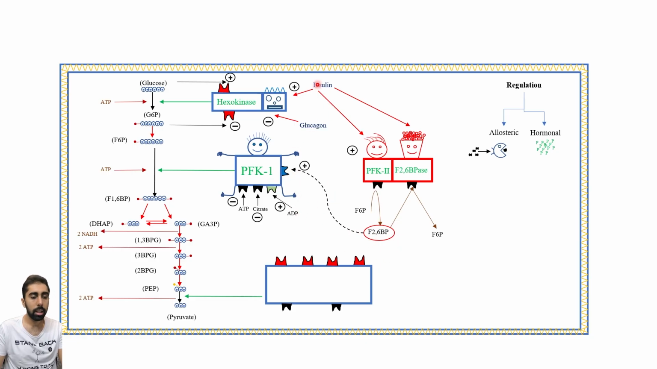So insulin, we can say, has a stimulatory action on PFK1, and also it can inhibit fructose 2,6-bisphosphatase. When this enzyme is inhibited, it means that we have less of this reaction, fructose 2,6-bisphosphate to fructose 6-phosphate, and it stimulates PFK1. So in total, we can say insulin can stimulate PFK1.